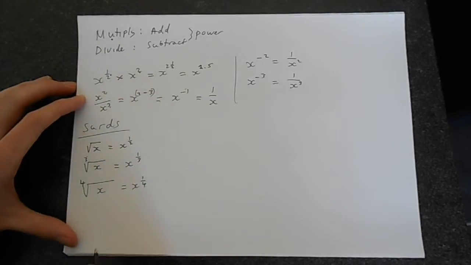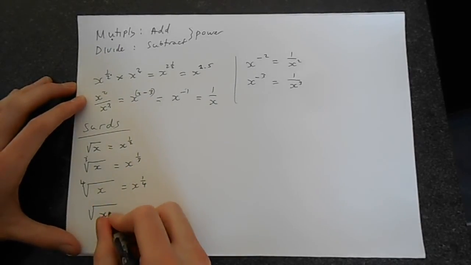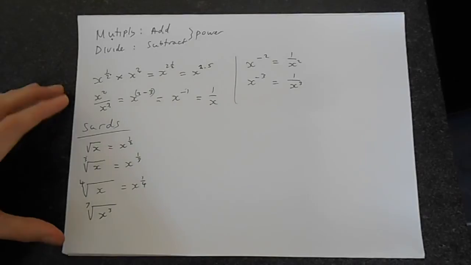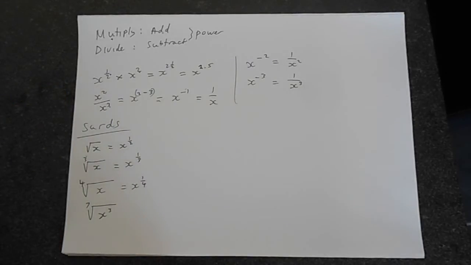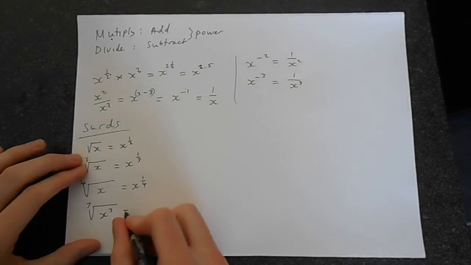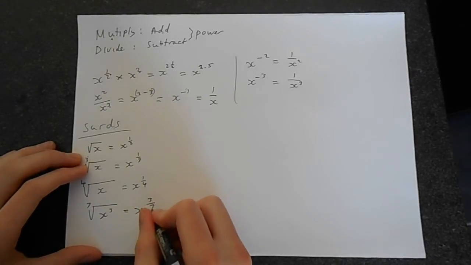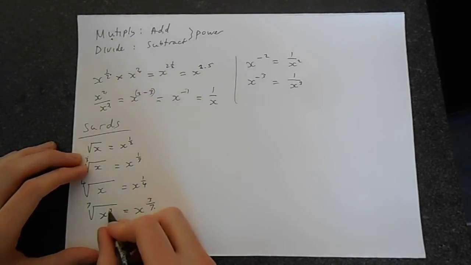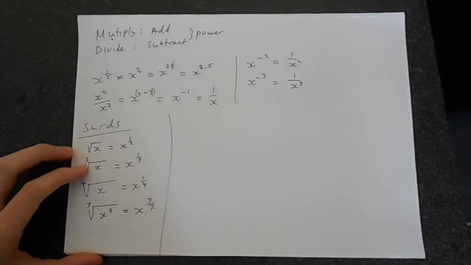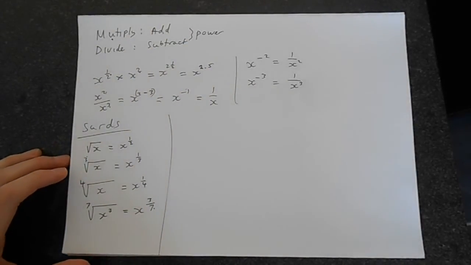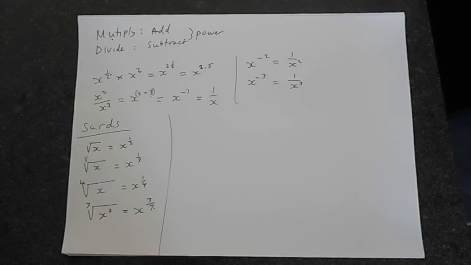This number's going there. What if we had the 7th root of x cubed? Looks very bizarre, but actually this is just the same as x to the power of 3 over 7. See, this goes to the bottom, that goes to the top. Nice and simple.